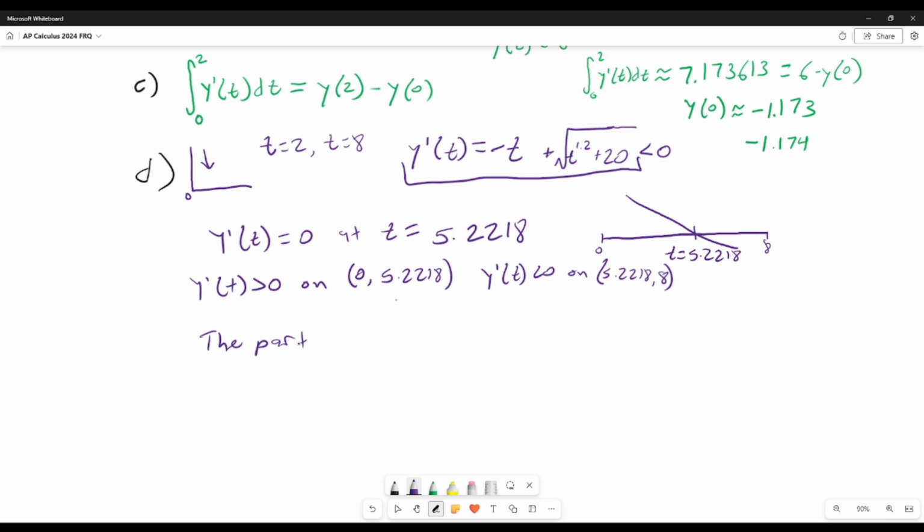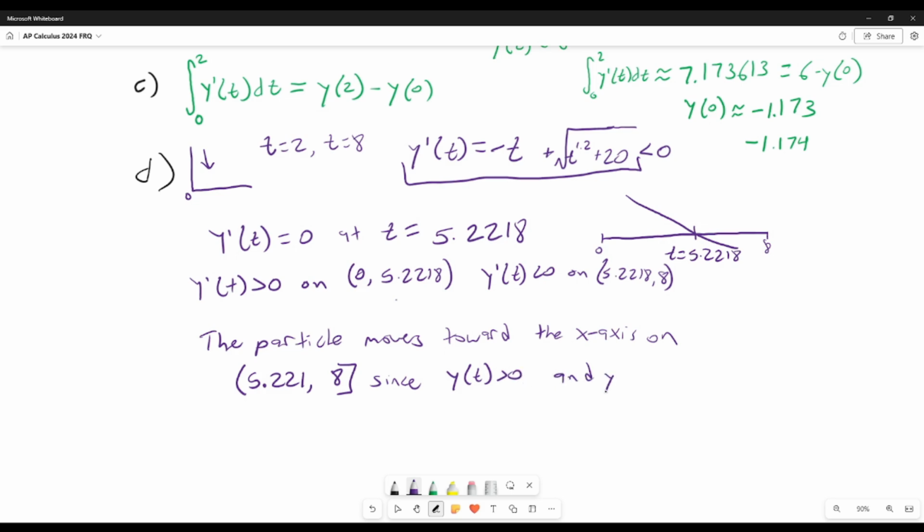So because of this, the final answer to this question is that the particle moves towards the x-axis on the interval 5.221 or 5.222 to 8, since the y value is positive and that is given, and the derivative of the y value is negative on the interval.